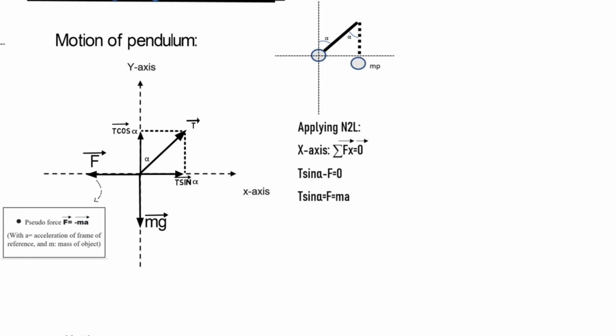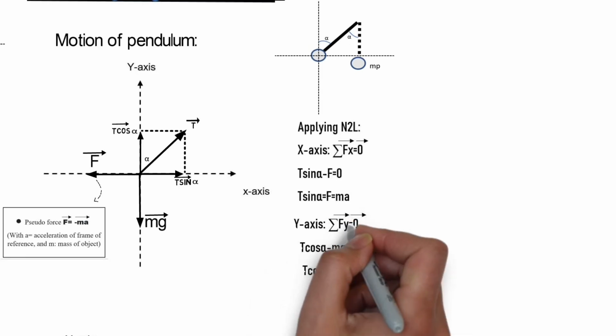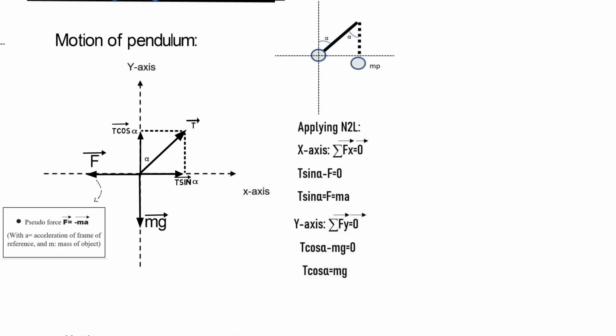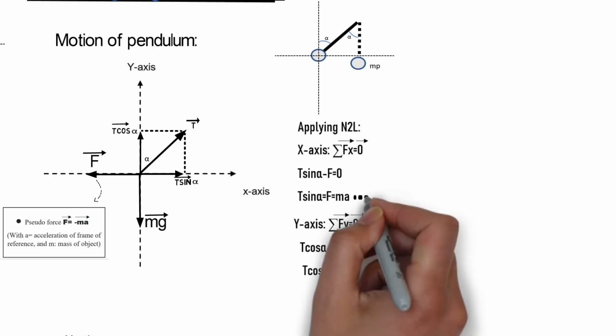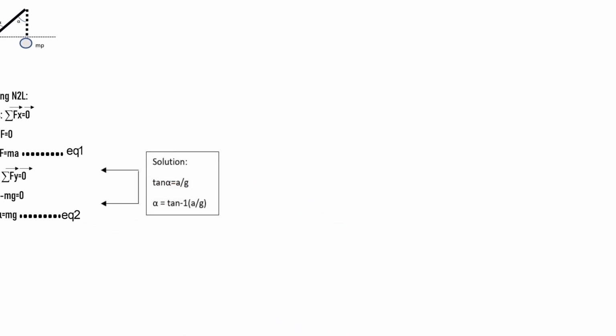Along the y-axis, also the summation of forces is equal to 0, as there is no motion along the y-axis. Then T cosine alpha equal to mg. We do the same thing as before. We divide equation 1 by equation 2, and we get alpha equal to shift tangent a over g.